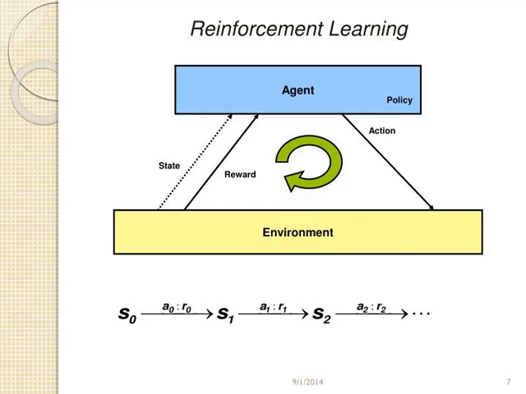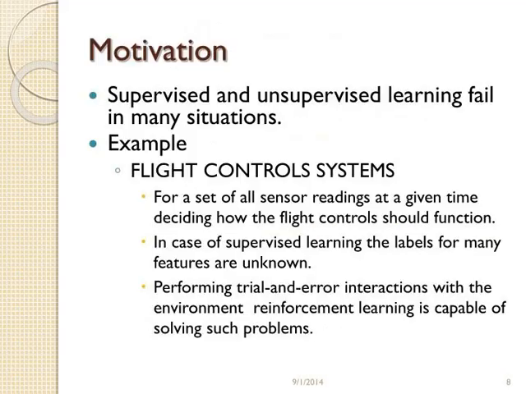Supervised and unsupervised learning fail in many situations. Examples are as follows: flight control systems, where a set of all sensor readings at a given time decides how the flight controls should function. In the case of supervised learning, the labels for many features are unknown. By performing trial and error interactions with the environment, reinforcement learning is capable of solving such problems.